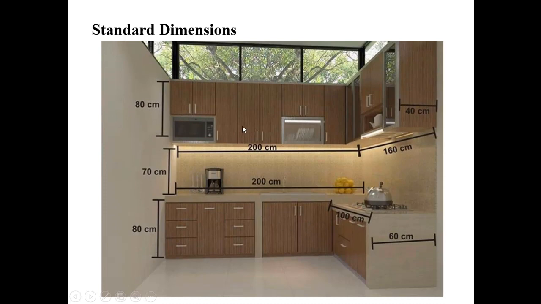The kitchen consists of two parts. This is the lower part here, 60 centimeters, but here 40 centimeters, and between them is 70 centimeters. This is the standard dimension. The height of the base is 80 centimeters, the height of the top is 80 centimeters. Okay, so this is the furniture inside the kitchen.